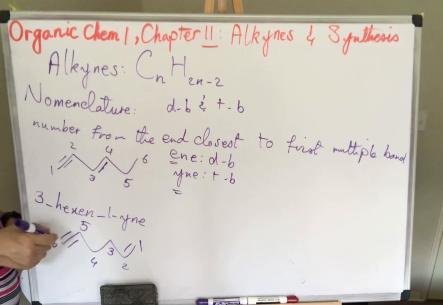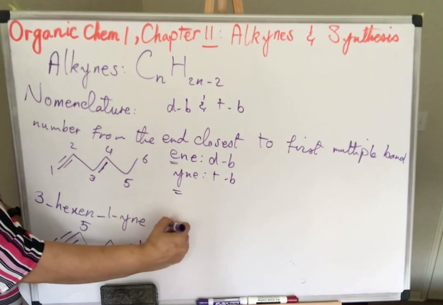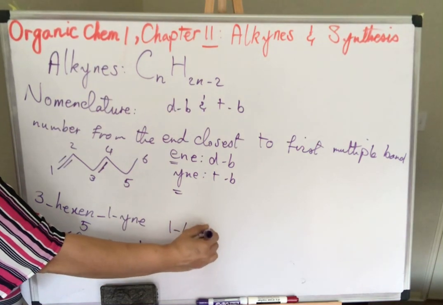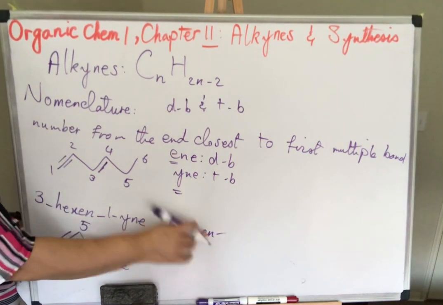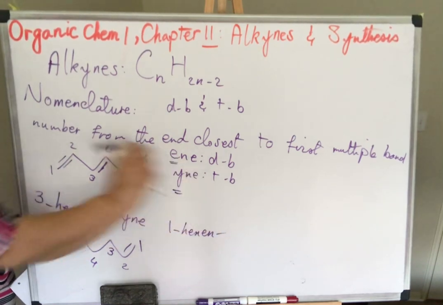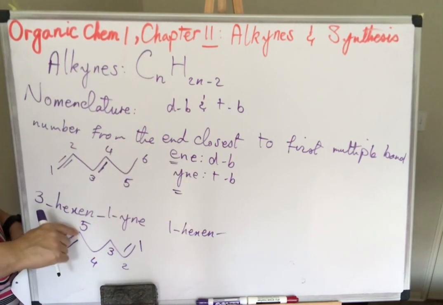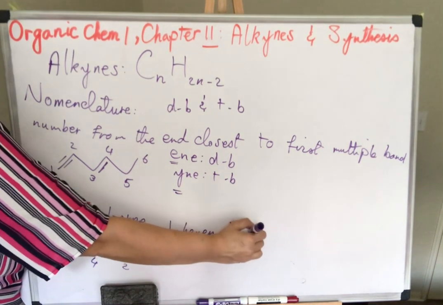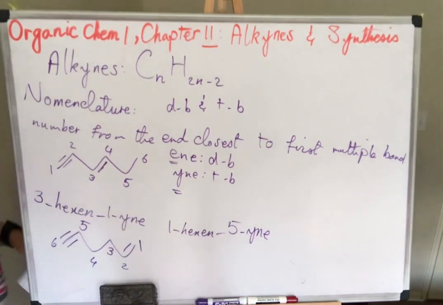So in this case you have 1-hexen, right? You eliminate the E because you are putting a dash after it. And then where is the triple bond? 5-yne. Don't forget the dash between every letter and number. So that's how you can draw 1-heptene-6-yne that you have on your study guide.